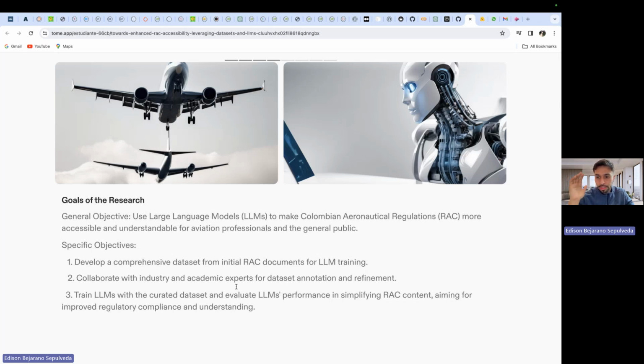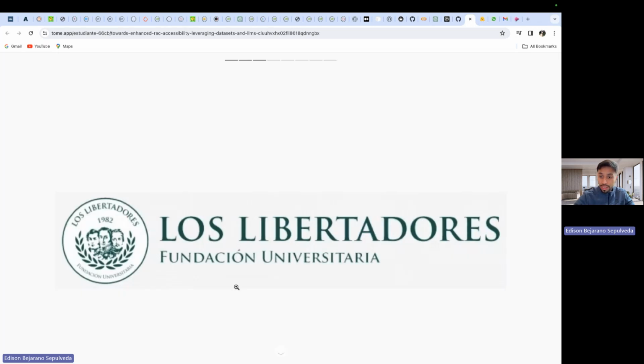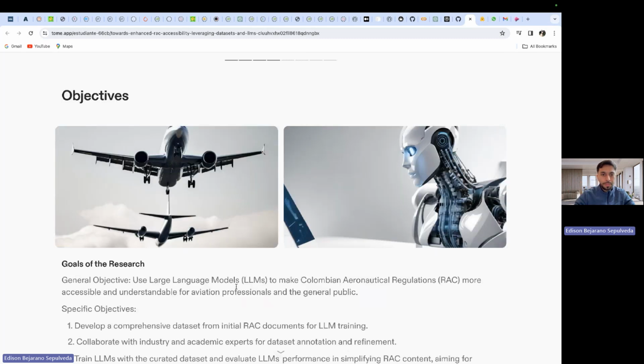And with that in mind, I want to say thanks for the collaboration with the Fundación Universitaria Los Libertadores. They made a great contribution, and also thanks to our labeling team: Alex, Danny, Sergio, and Felipe. They are experts from that university, from the Aeronautical Bachelor in Bogota, Colombia. They helped a lot with the dataset and also with the evaluation of the model.